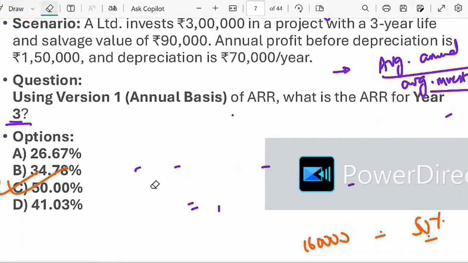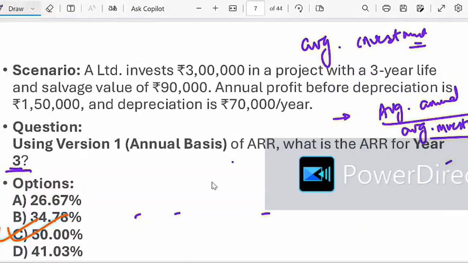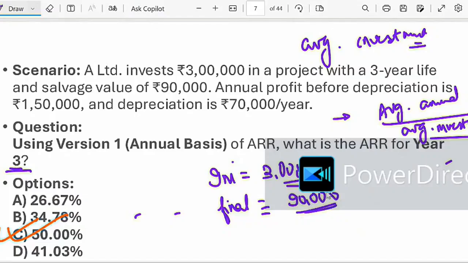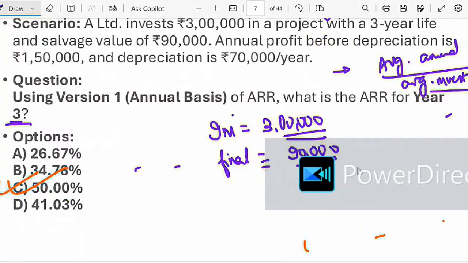What is our initial investment? Initial investment is 3 lakh. This is the initial value. And what is the final value which remains after 3 years, which is called salvage value? It is 90,000. This is the final value which remains. So how to find the average investment? Very simple. Average is initial plus final divided by 2. That is how you find the average.